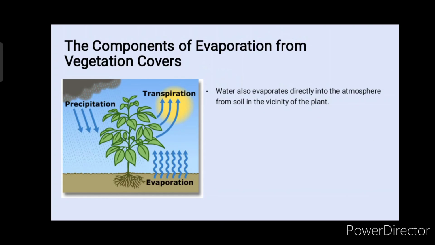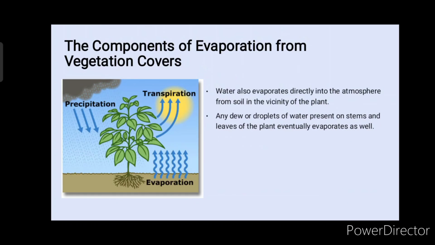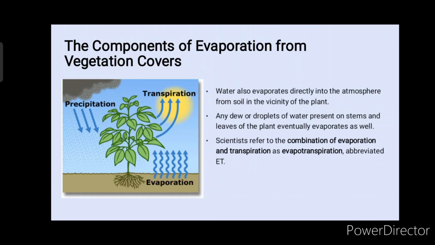Water also evaporates directly into the atmosphere from soil in the vicinity of the plant. Any dew or droplets of water present on stems and leaves of the plant eventually evaporate as well. Scientists refer to the combination of evaporation and transpiration as evapotranspiration, or ET.